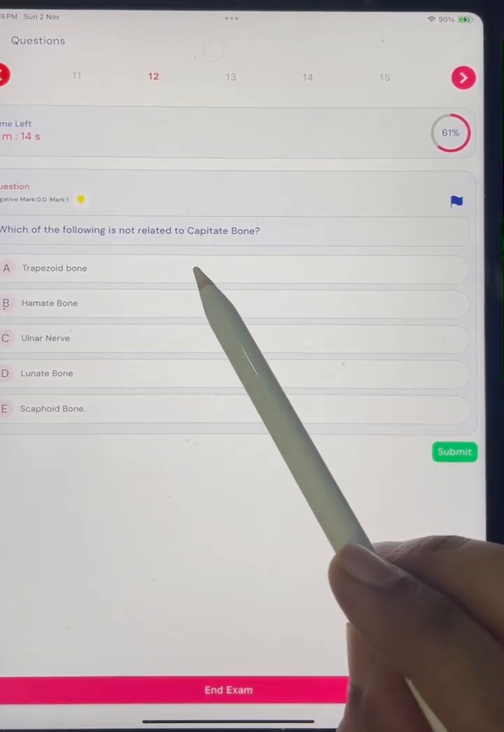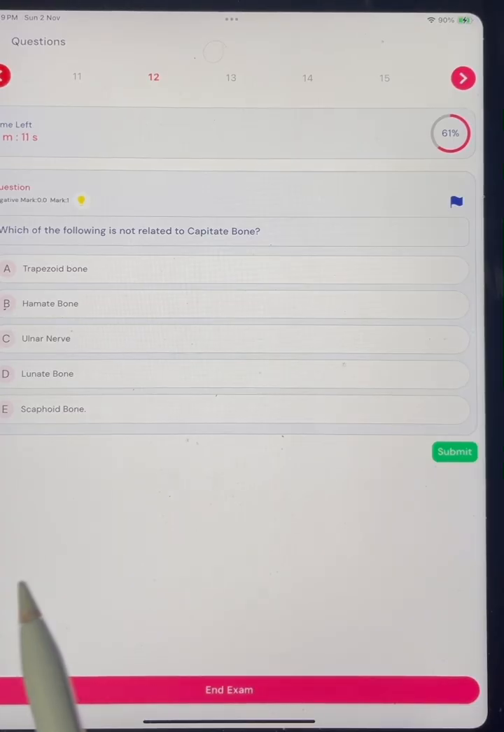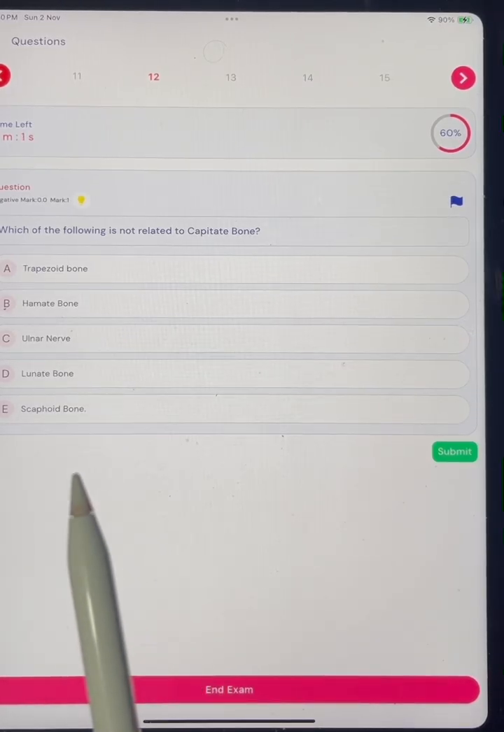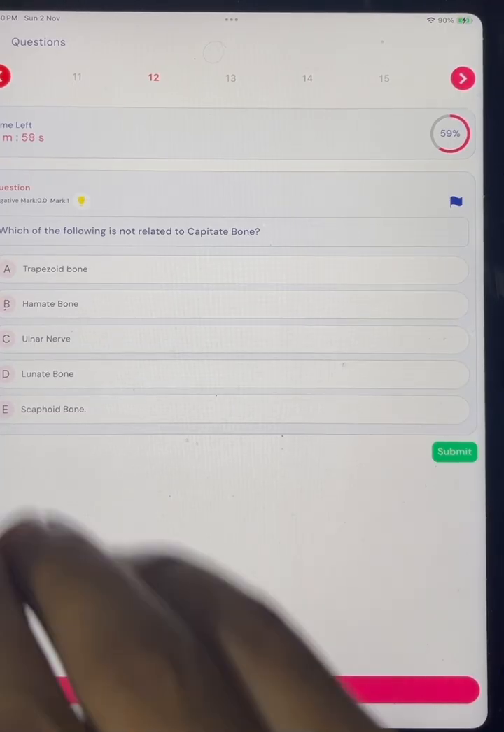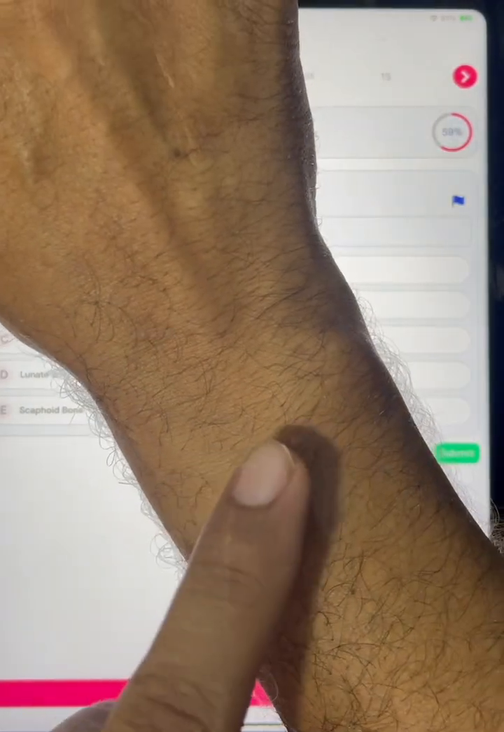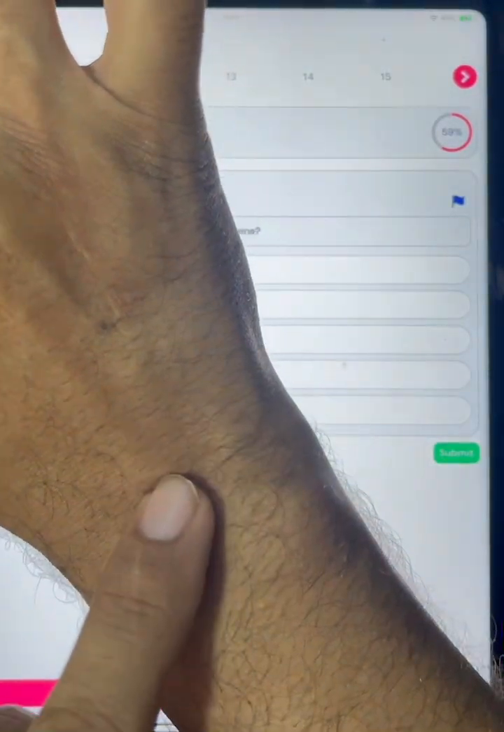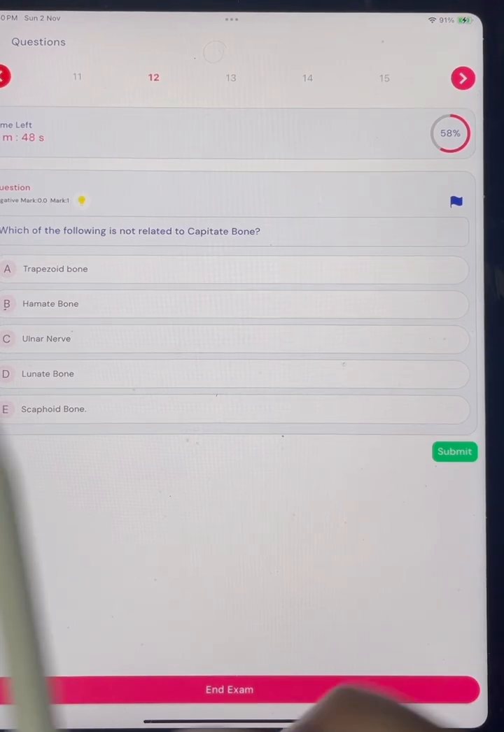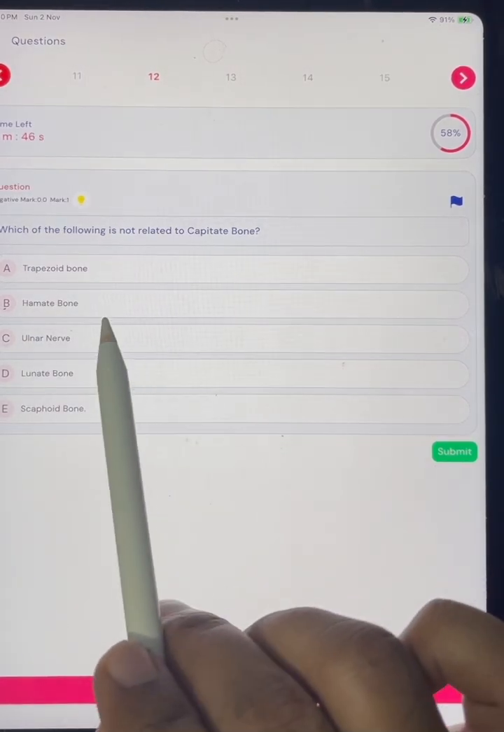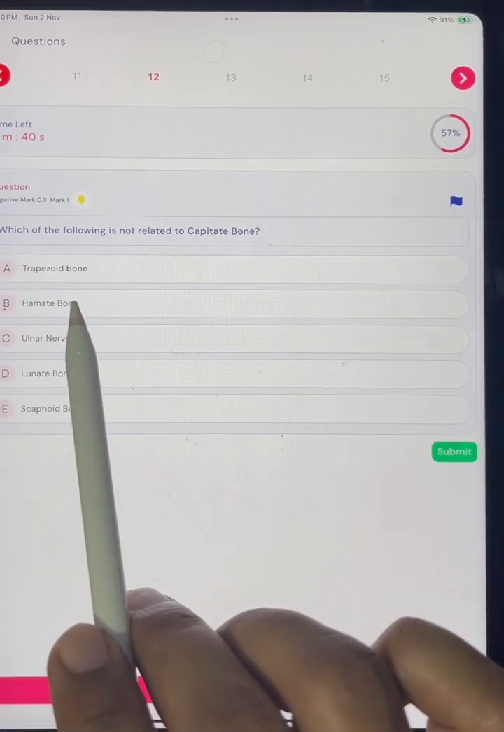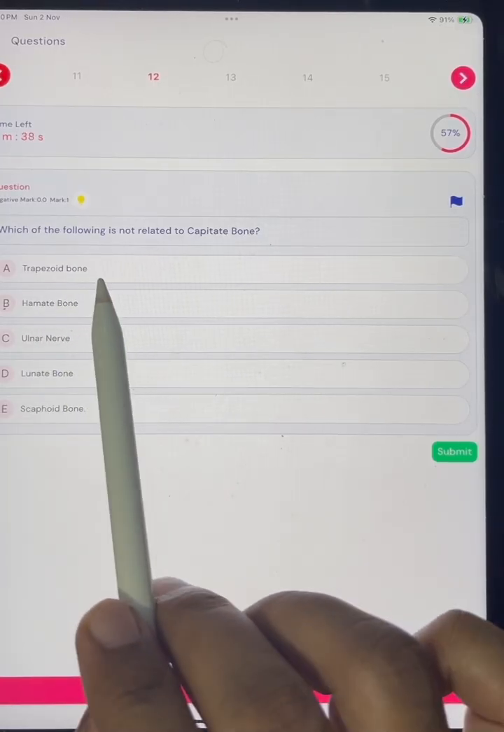Which of the following is not related to the capitate bone? Capitate is third. She looks too pretty, try to catch her. Capitate, hamate. Capitate is in the distal row, third. So hamate is definitely by the side. Trapezium, trapezoid, capitate. Trapezoid is also by the side.